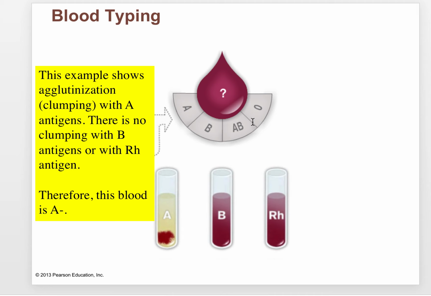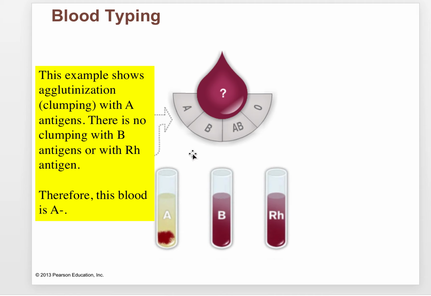This is a visual diagram to illustrate that. So we have a drop of blood here, and we don't know what type it is. We want to do a test to type the blood. It could be A blood, B blood, AB blood, or O blood. So we put it in these test tubes, and these test tubes have different antigens in them. There's antigen A, antigen B, and the Rh antigen.